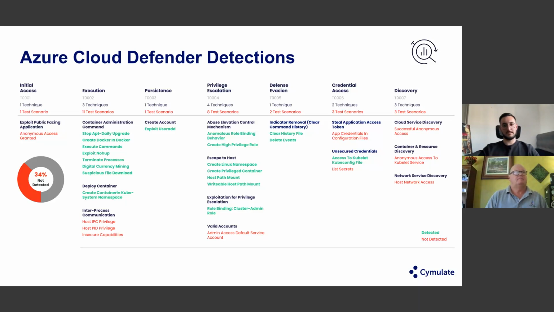So if we go into detail, Azure Cloud Defender had the highest detection rate of the three. It did the best job on execution and privilege escalation, but showed significant gaps in discovery. For example, it was not able to give us any alerts. So I think we should point that out.